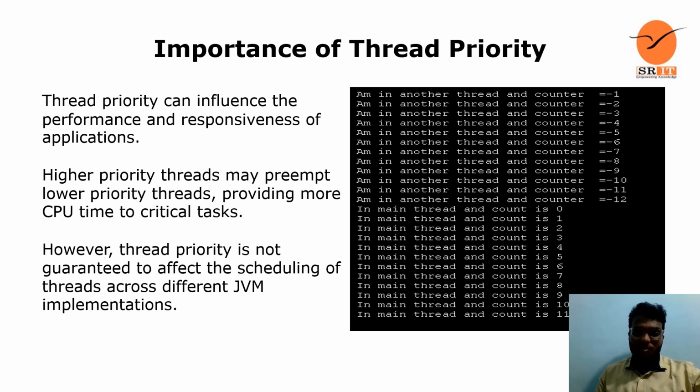And the importance of thread priority. Why is thread priority important? It can influence the performance and responsiveness of applications. Higher priority threads may preempt lower priority threads, providing more CPU time to critical tasks. Whenever there are multiple threads, we have to assign a certain priority to each thread. If some critical tasks need to be addressed first, they are given the highest priority, and these higher priority threads preempt the lower priority threads which are executing. They stop them and get into consideration to execute.